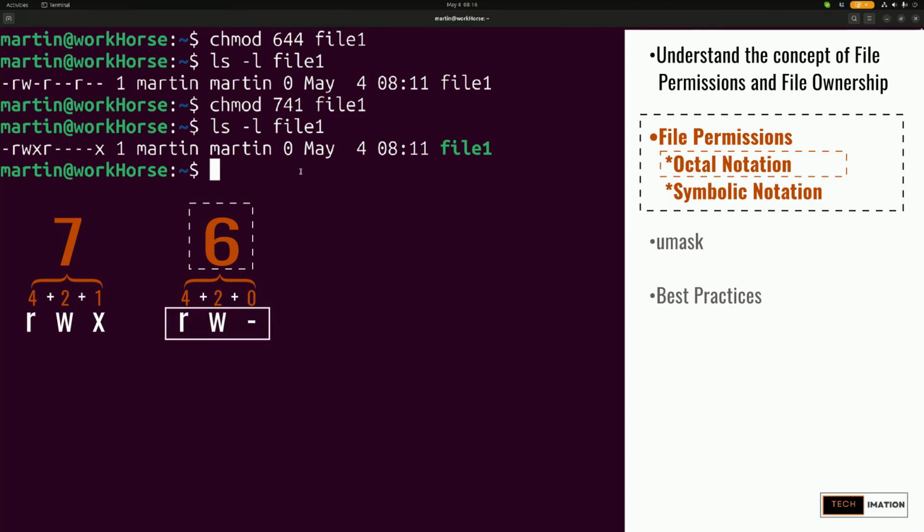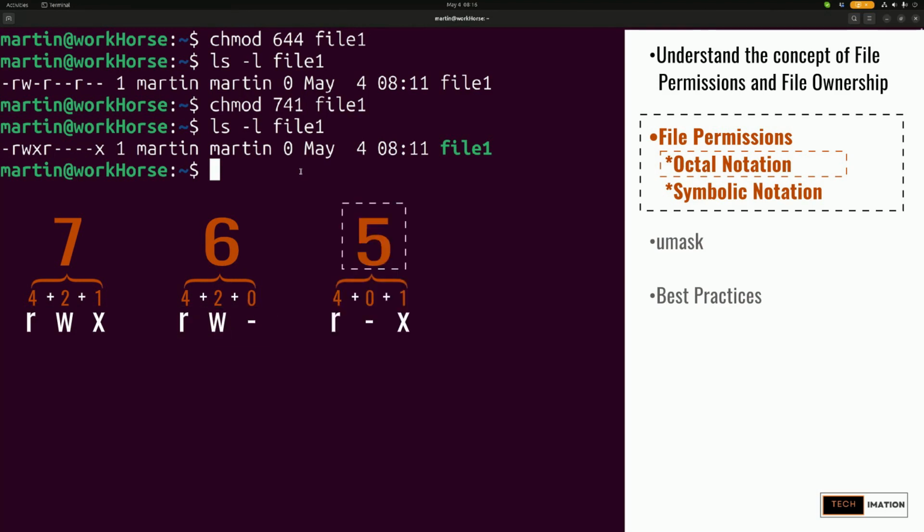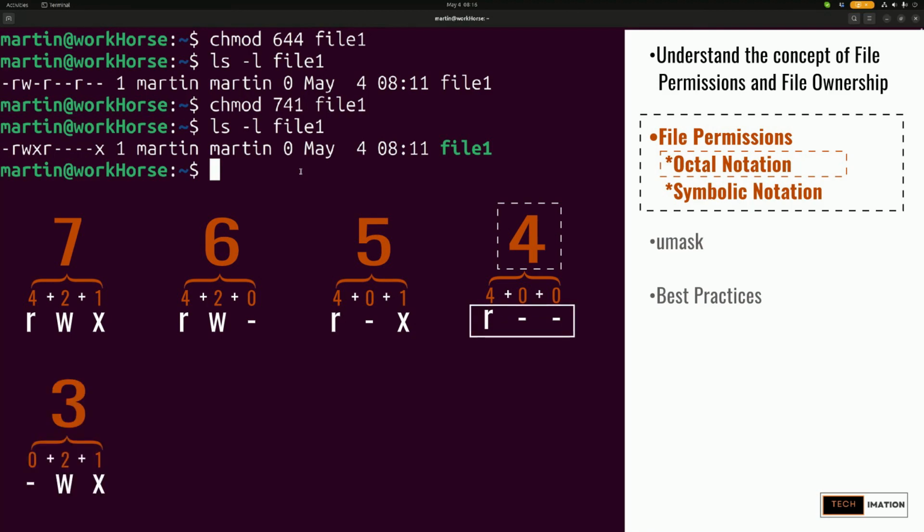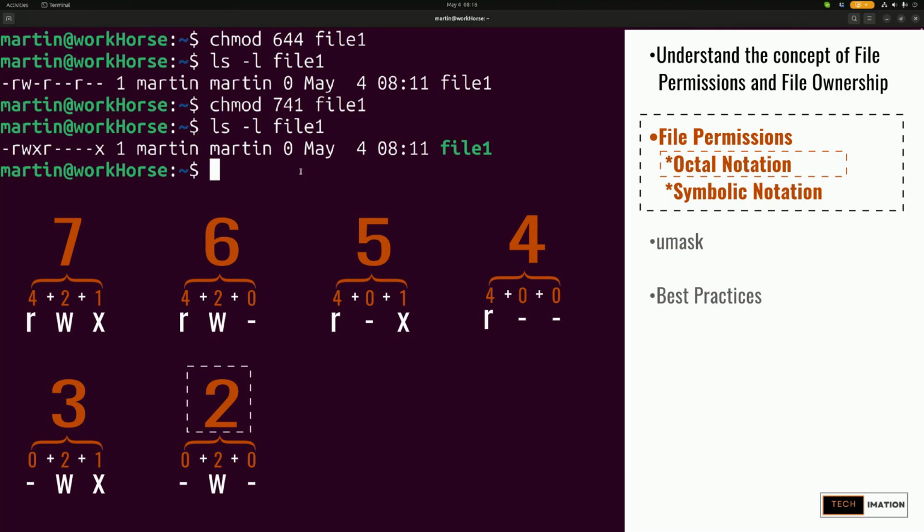read and write only. A 5 will represent read and execute only. A 4 will represent read only. A 3 will represent write and execute only. A 2 will represent write only, and a 1 will represent execute only. All right. It's that simple. So from looking at the numbers, you will know what permissions are on the file.